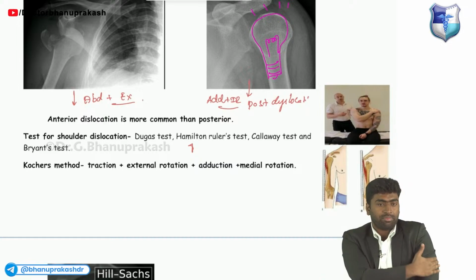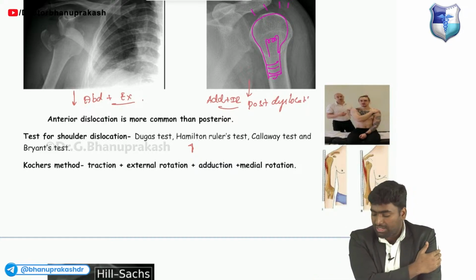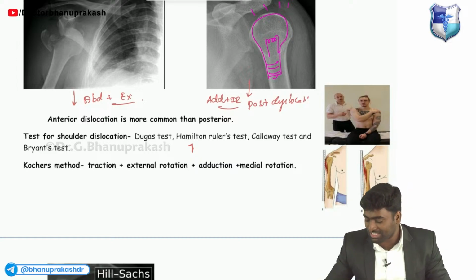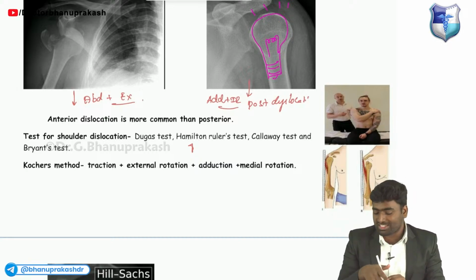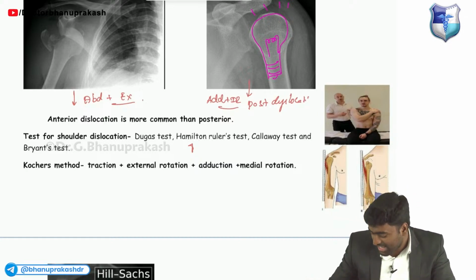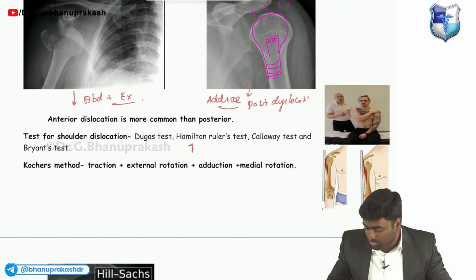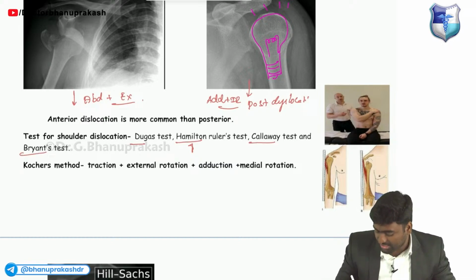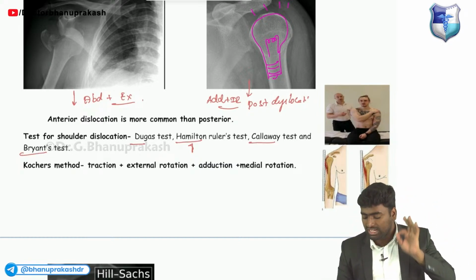And we have another test, which is known as Hamilton ruler test. Even if I keep something here, there will be a difference, a space there, because this is the normal one. Whereas in this image, if there is shoulder dislocation, there will be loss of contour. Keeping the ruler and assessing it is known as Hamilton ruler test. So remember Dugas test, Hamilton ruler test, and also Callaway test and Bryant test. If you can, just remember these two: Dugas test and Hamilton ruler test.